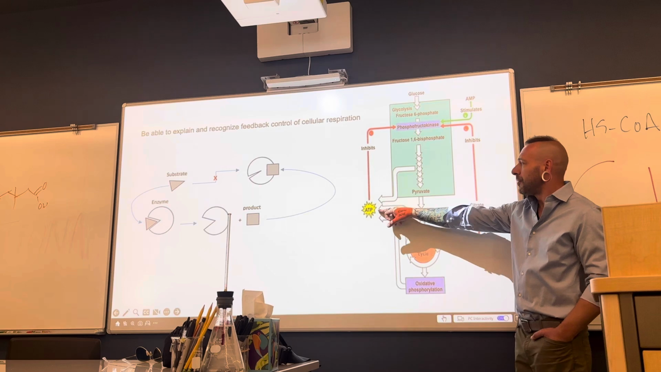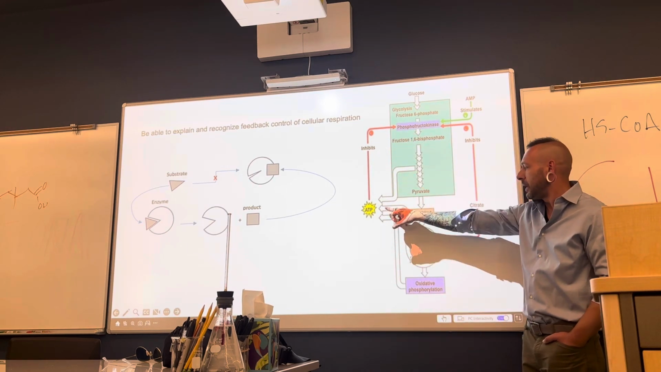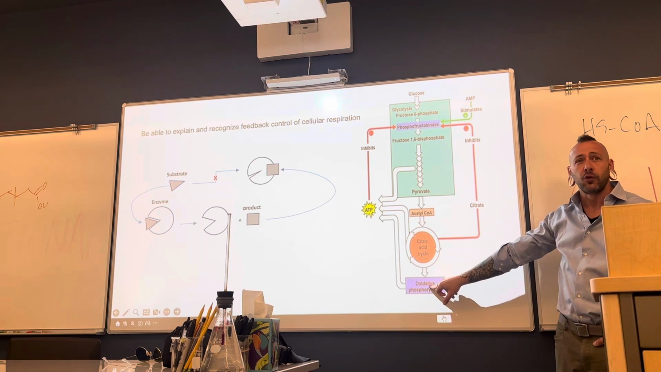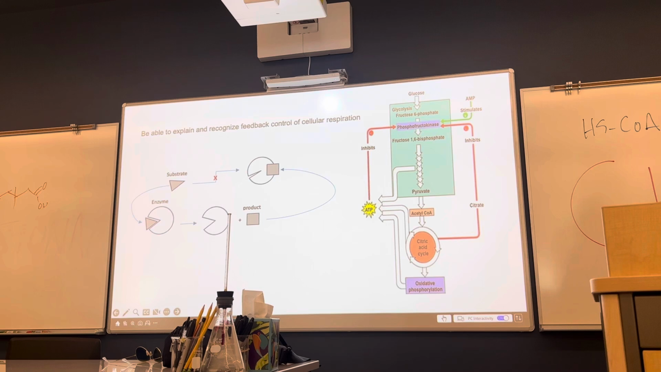ATP itself can also inhibit phosphofructokinase. If we're generating a little bit of energy from oxidative phosphorylation, that's a signal to the cell that we've done a good job. We've fed things down the pathway, we've generated our energy, and we don't need any more of that.